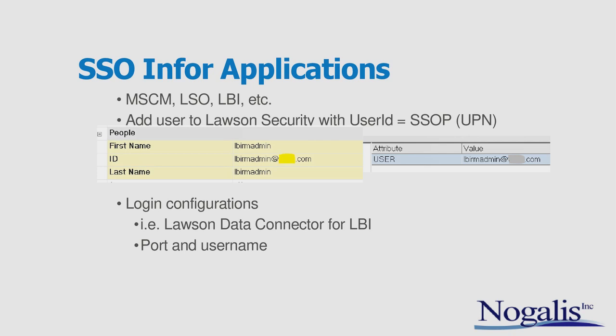Other configurations that might change: anything that accesses Lawson on the back end is going to slightly change. The credentials are going to change. You're going to have to use user principal name. For instance, for the Lawson data connector for LBI, you would have to go in and supply the user principal name. So after your implementation, if you find that some of your applications just don't seem to be authenticating correctly or giving you errors when users try to connect, likely you are missing a user principal name somewhere, or a port, which we'll discuss in just a second.